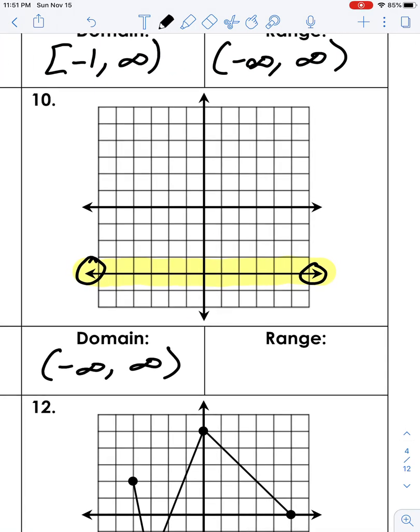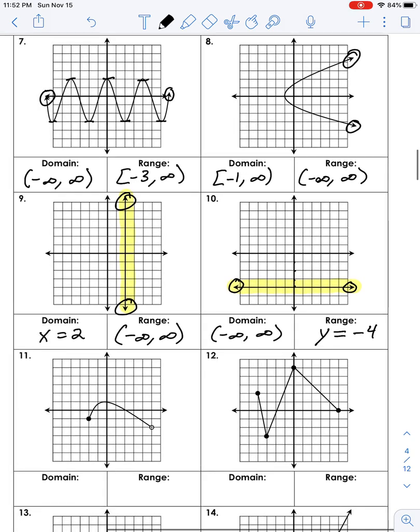The range, this horizontal line is not going up or down. So range is always y. So it's going to be a y equals, and then you just got to count down to it. 1, 2, 3, 4. So y equals -4 because it's below the x-axis. So anytime you have a vertical line, your domain is going to be an x equals. Anytime you have a horizontal line, your range is going to be a y equals.